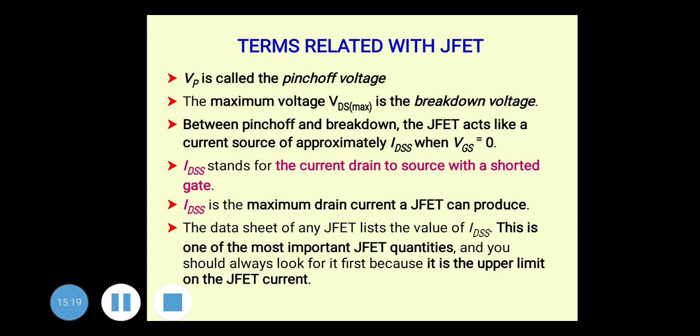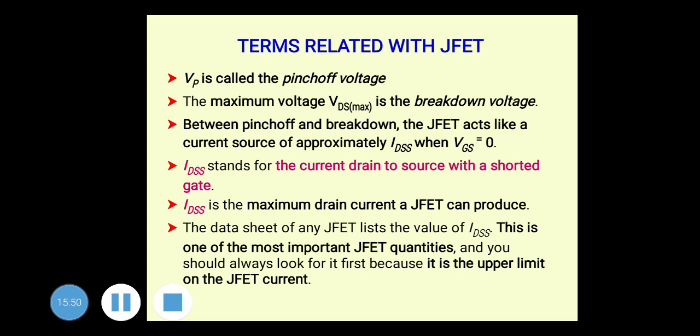Between pinch off and the breakdown, the JFET acts like a current source with approximately IDSS when VG is equal to 0. IDSS stands for drain current to source with a shorted gate. That means when the gate is 0. This we have studied when the gate voltage is 0 and we were applying only the VDD voltage. So IDSS is the maximum drain current a JFET can produce. After this, more current won't be there. This is the maximum current.